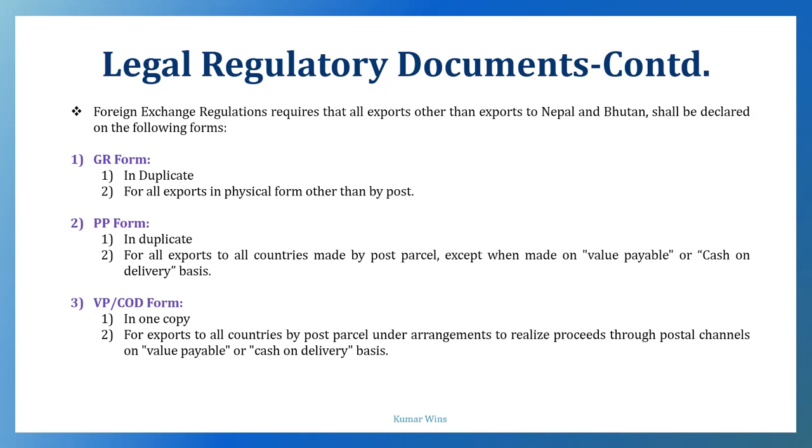So the third one is VP or COD form, and these forms have to be filled in one copy. VP or COD form, that is value payable or cash on delivery forms, are used for exports to all countries by post parcel under arrangements to realize proceeds through postal channels on value payable or cash on delivery basis. And the last one is SOFTEX form. SOFTEX form has to be prepared in triplicate, and it is used for export of computer software in non-physical form.